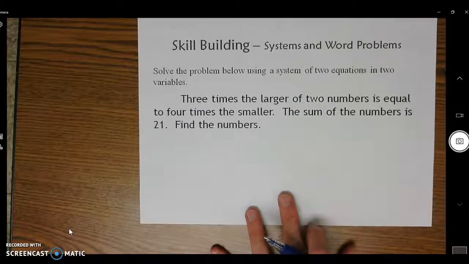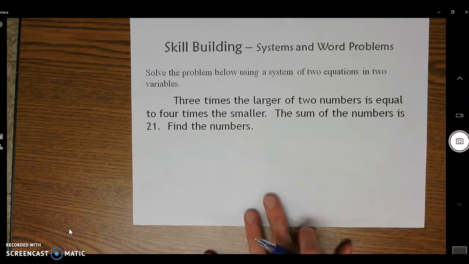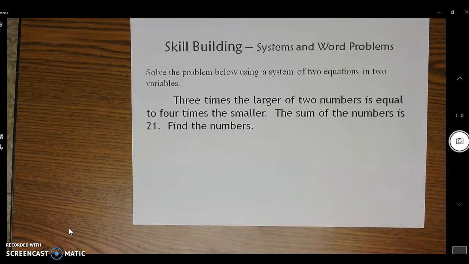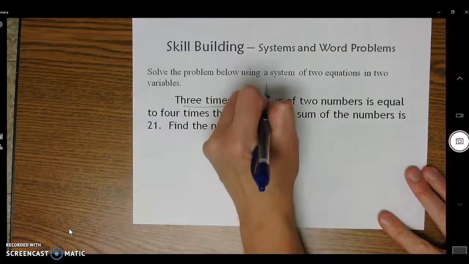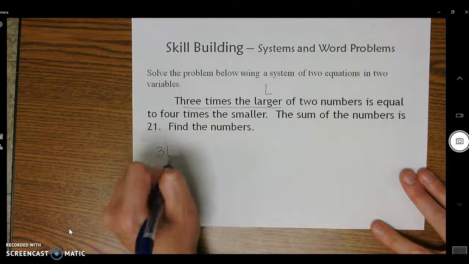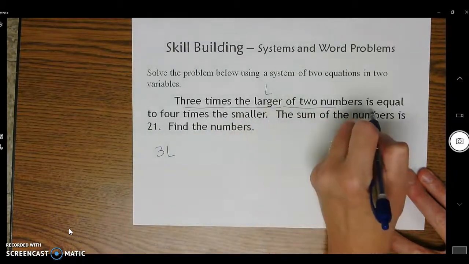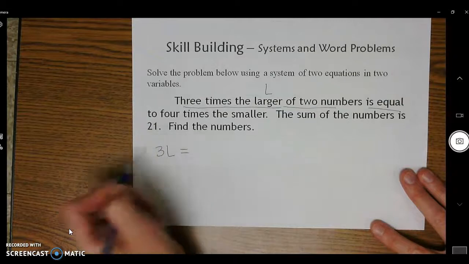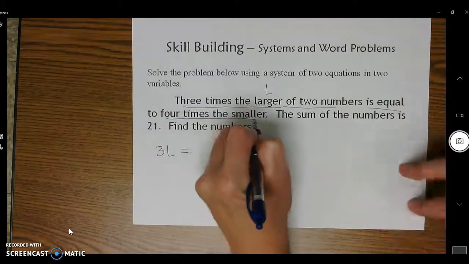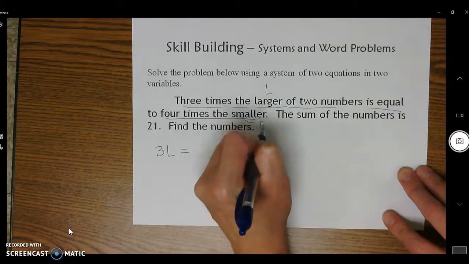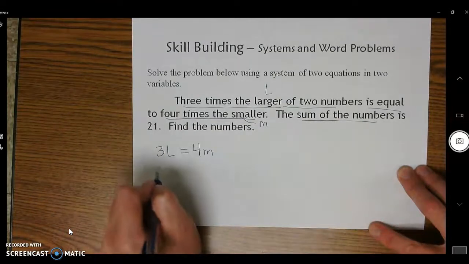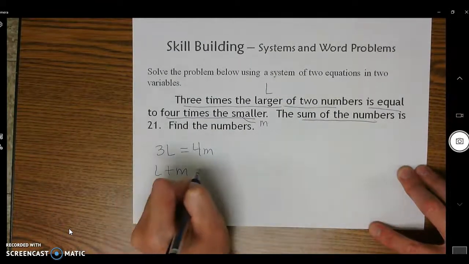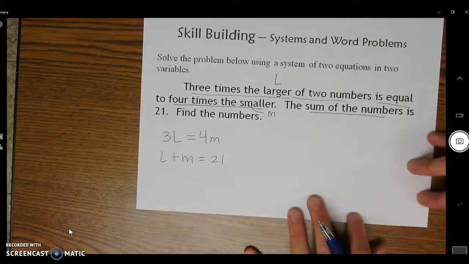Okay, this is a very classic ACT problem. They like giving you these, so we're just going to take it step by step here. It's a little bit different than our current and airplane problems that we just had. So 3 times the larger, and I'm going to make larger be L. So 3 times the larger of 2 numbers is equal to 4 times the smaller. And for the smaller, I'm just going to use M because S looks too much like 5. 4 times the smaller. The sum of the numbers, so the larger plus the smaller, is 21. We're supposed to find the numbers.